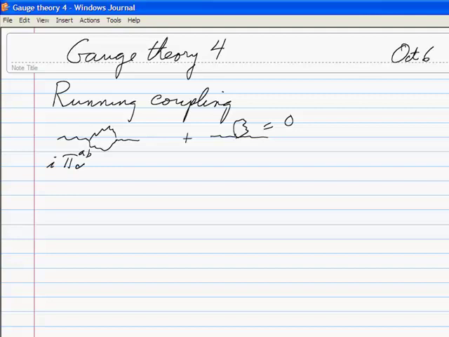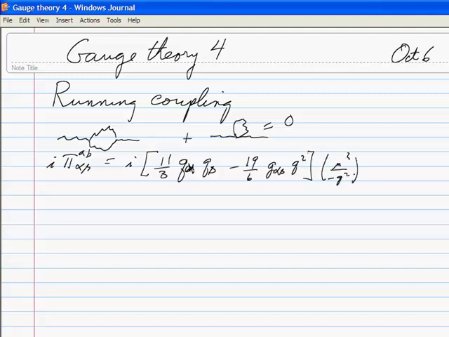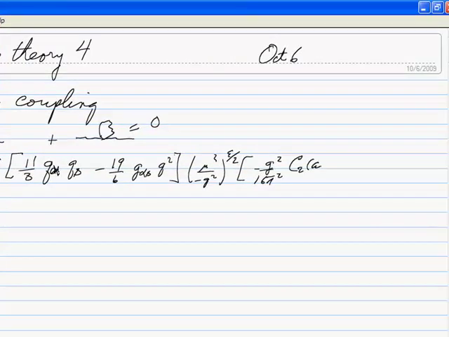Pi AB alpha beta is i times 11/3 Q alpha Q beta minus 19/6 g alpha beta Q squared, times mu squared over minus Q squared to the epsilon over 2, times minus g squared over 16 pi squared C2 of the adjoint delta AB 1 over epsilon.